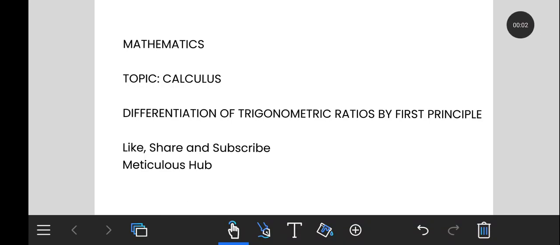In this tutorial, we're going to look at calculus, and the topic which we're going to focus on is differentiation of trigonometric ratios by first principle. So how can you differentiate sin x, cos x, sec x, and trig ratios of such kind? So this is what we are yet to explore. Let's start by looking at the formula for first principle.